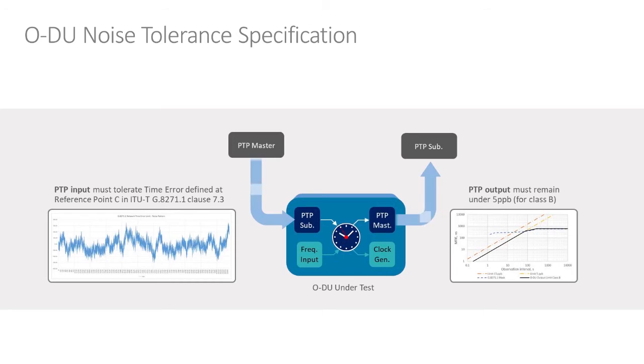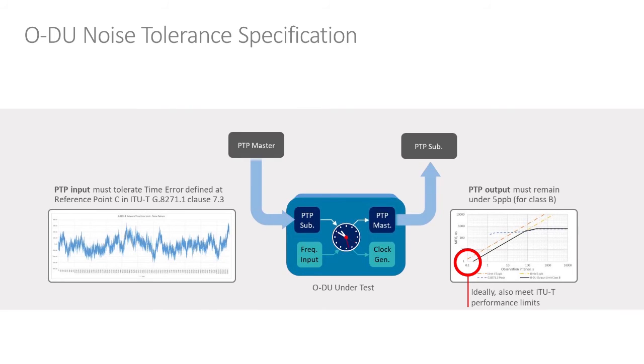So again, the input's got to be able to tolerate time error as defined in the ITU-T standard 8271.1. It's going to be a particular time error pattern. And under those conditions, the PTP output should meet this 5 part per billion limit. Ideally, also those ITU-T performance limits indicated by the lower part of these combined masks here. So note that the level of accuracy here for making this measurement is down to a nanosecond to be able to make sure you can actually see the performance of the device, a key point there.